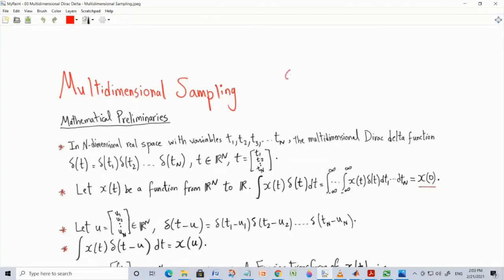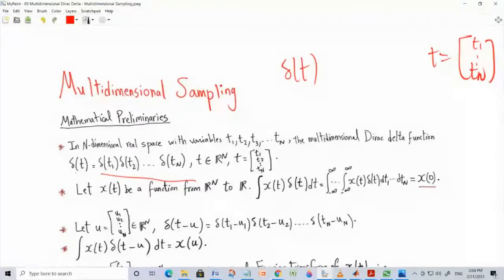So if I write down delta of t, now t is a vector with components t1 up to tN. So we have N dimensions, and the Dirac delta is a Dirac delta of each dimension. So it is delta of t1, delta of t2, up to delta of tN. As a compact form, I will just write it as delta of t. So the Dirac delta of a vector, or N dimensions, is as if you have a Dirac delta of t1, a Dirac delta of t2, a Dirac delta of t3, and so on.